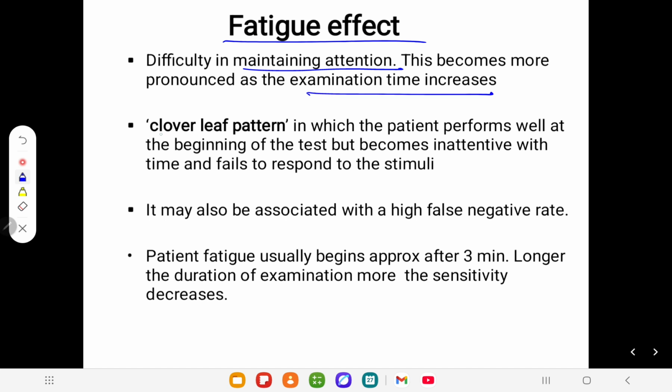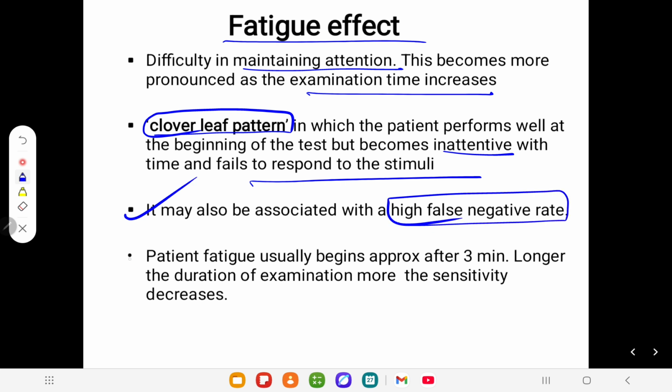So in this fatigue effect, a particular term you will face in your exam too, is the clover leaf pattern, in which the patient performs well at the beginning of the test and becomes inattentive with time and fails to respond to the stimuli. So it may also be associated with a high false negative rate. It's very important. Patient fatigue usually begins approximately after 3 minutes. Just understand this one: the longer the duration of the examination, the more sensitivity decreases.